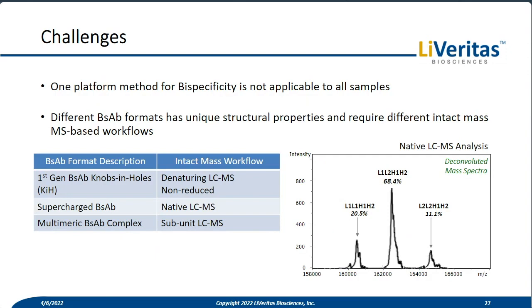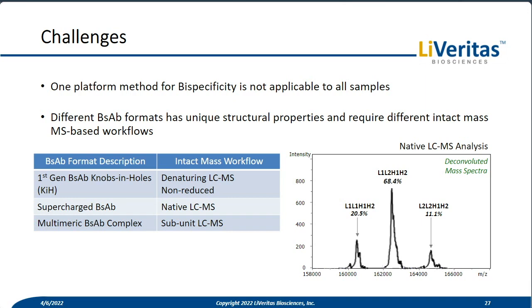There is a huge challenge when working with a large number of samples, and that is the fact that one platform method for bispecificity will not be applicable to all samples. The reason behind that is, of course, that we are working with different bispecific antibody formats. Each of these formats has unique structural properties, and they will require different intact mass analysis MS-based workflows.